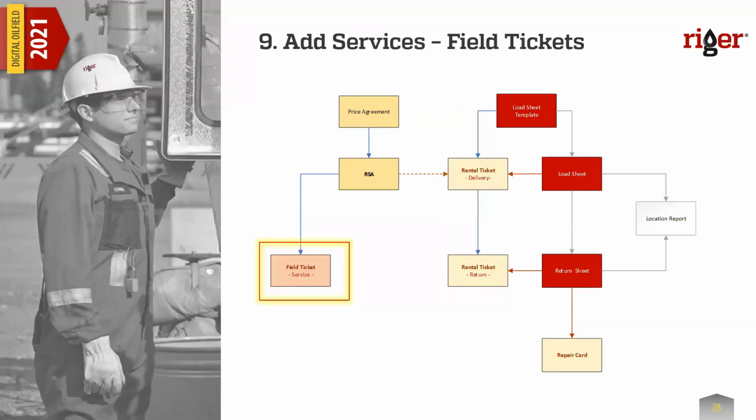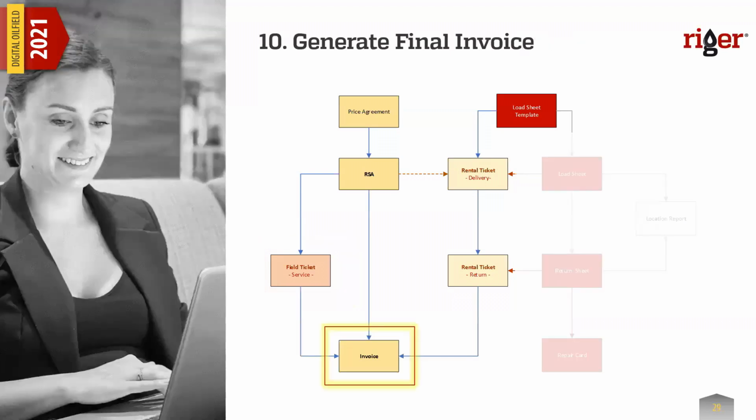And also, all the services that are provided to the clients through the course of the job can be registered with a field ticket. So the field ticket is responsible exactly for the services provision. So you generate as many field tickets as you need for this job. You can have tens, dozens of tickets throughout the course of the job. And then all these field tickets will be associated with this job through the RSA, rental service agreement.